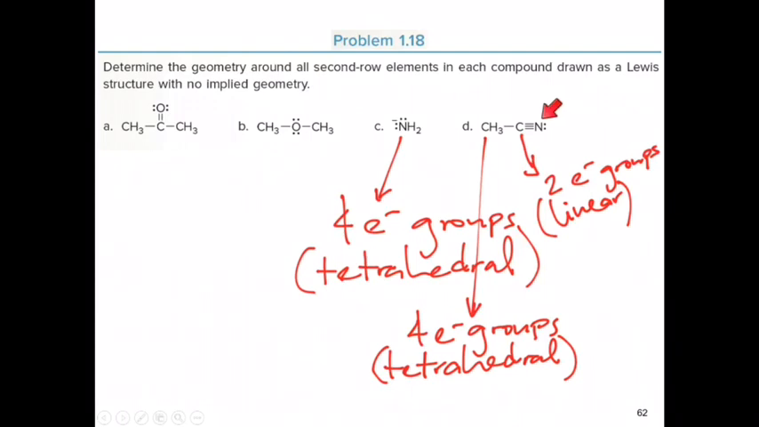And the last one is nitrogen. So this nitrogen also has 2 electron groups, a lone pair, and a triple bond. And so the electron geometry will also be linear.